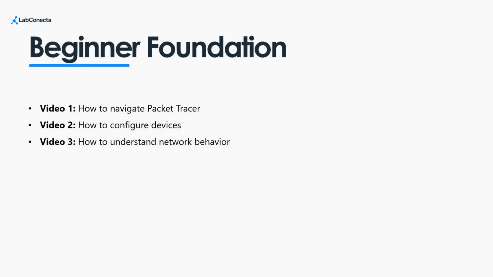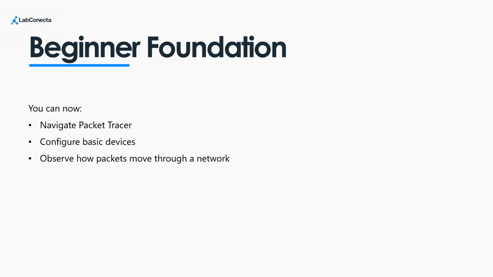This brings us to the end of our Cisco Packet Tracer beginner series. Let's quickly recap. In video 1, we learned the Packet Tracer interface and device windows. In video 2, we configured devices using the CLI. In video 3, we learned how to see and understand network behavior. You can now navigate Packet Tracer, configure basic devices, and observe how packets move through a network. That's a strong foundation.